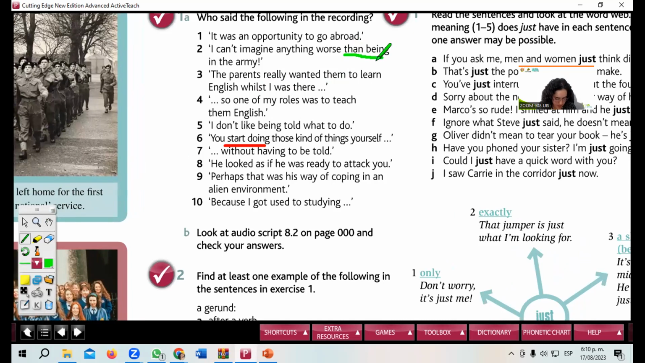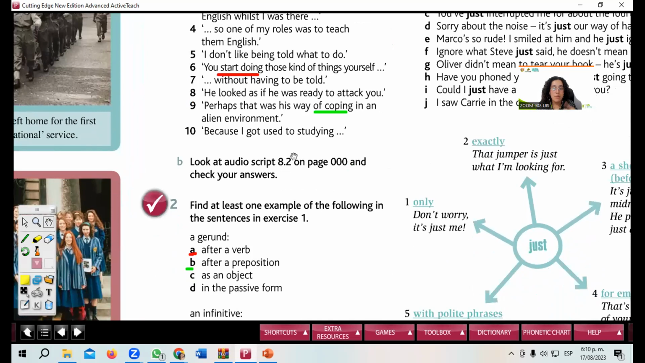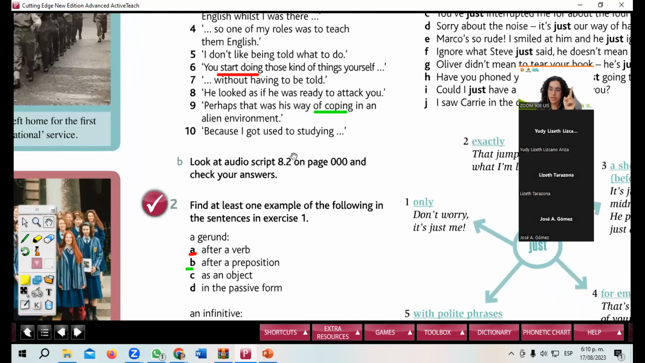Sylvia says number 9. It's also correct. Number 9 also has this pattern. Perhaps that was his way of coping. Preposition of, ing, coping. All right? Yes. So remember, we had to look for one example. If you found more, that's okay. But for now, we're just going to leave those 2. Okay?